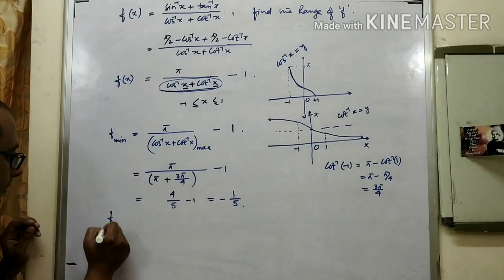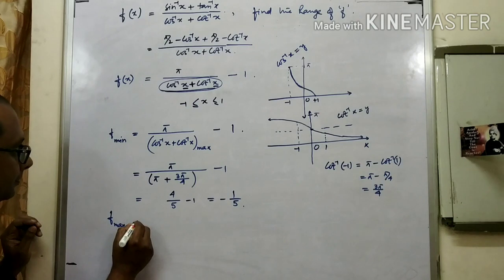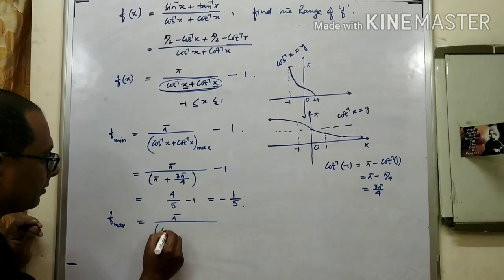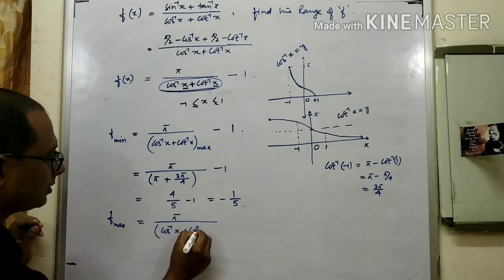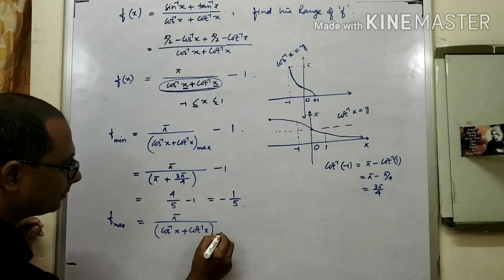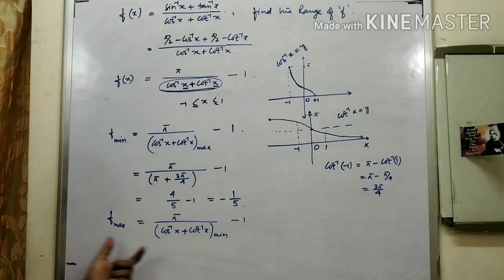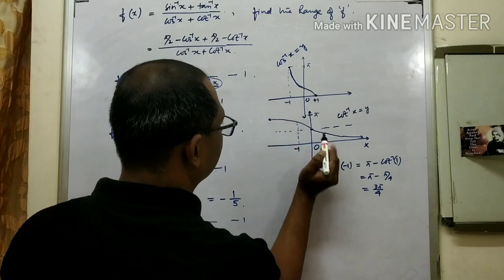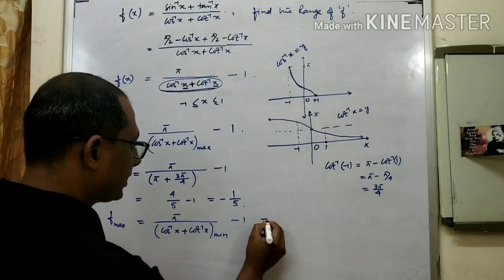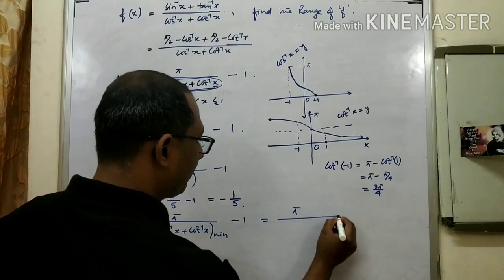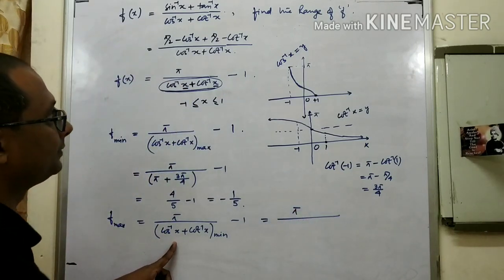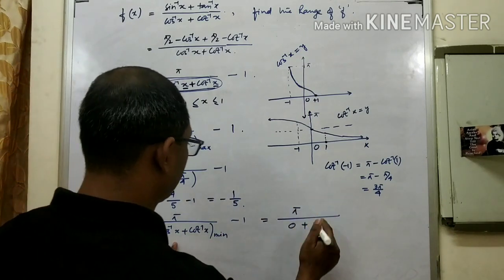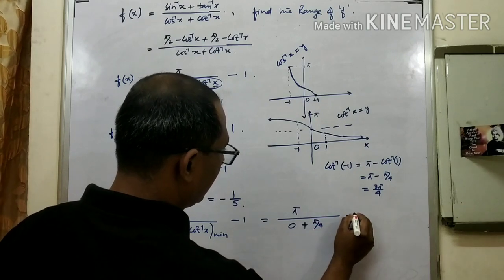And f will be maximum when the denominator function, cos inverse of x plus cot inverse of x, is minimum. Now let us check where it is minimum. Clearly it is minimum when x equals 1. So pi by (cos inverse of 1, which is 0, plus cot inverse of 1, which is definitely pi by 4), minus 1.